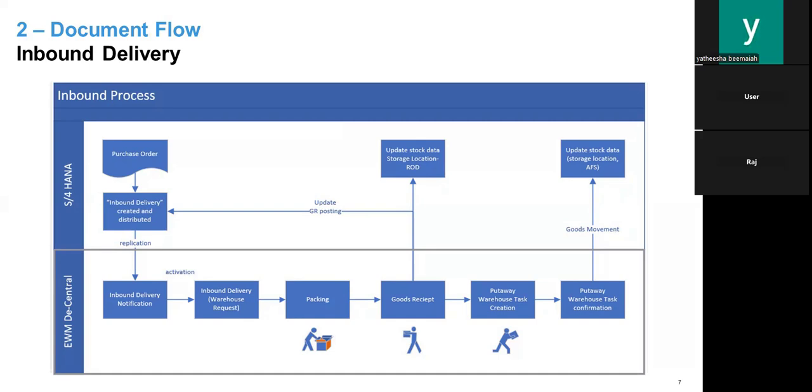At the initial stage, when the goods receipt is done, it is just updated in ROD, but the user cannot use this stock for any of the goods issue process. They cannot use this stock which is in the ROD.